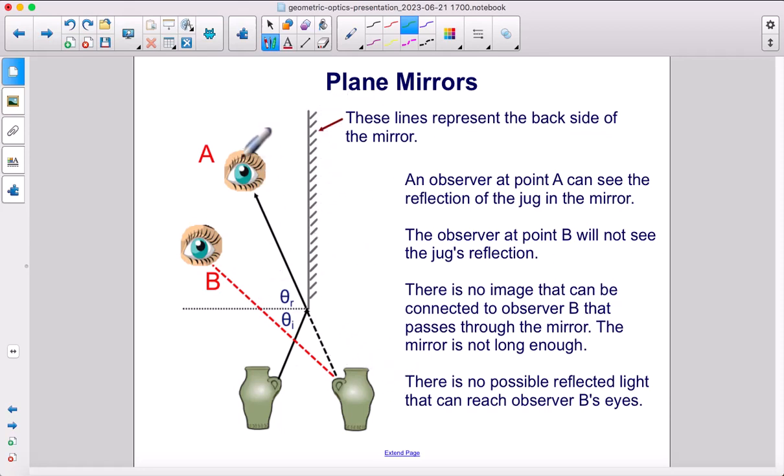All right, let's analyze. We have two people, A and B, and we have one real object here. An observer at point A will be able to see the reflection of this jug in this mirror, because there is a line of a light ray hitting the mirror, bouncing off with an equal angle, and ending up in your eye. However, at point B, there is no light ray that's going to be able to bounce off the mirror and end up at person B's eyeball. There is no possible reflected light that can reach observer B's eyes that originate from this object.